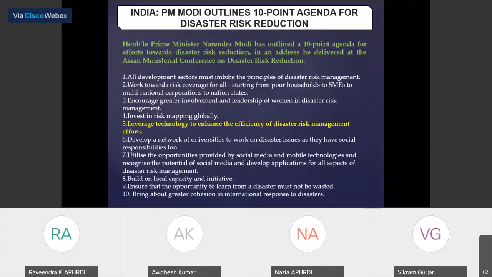And apart from discussing science and technology intervention, it also discusses certain more agendas, like ensuring that the opportunity to learn from the disaster must not be wasted, the precious experience that disasters provide us. And we have a very weak area in our country: the involvement of all.